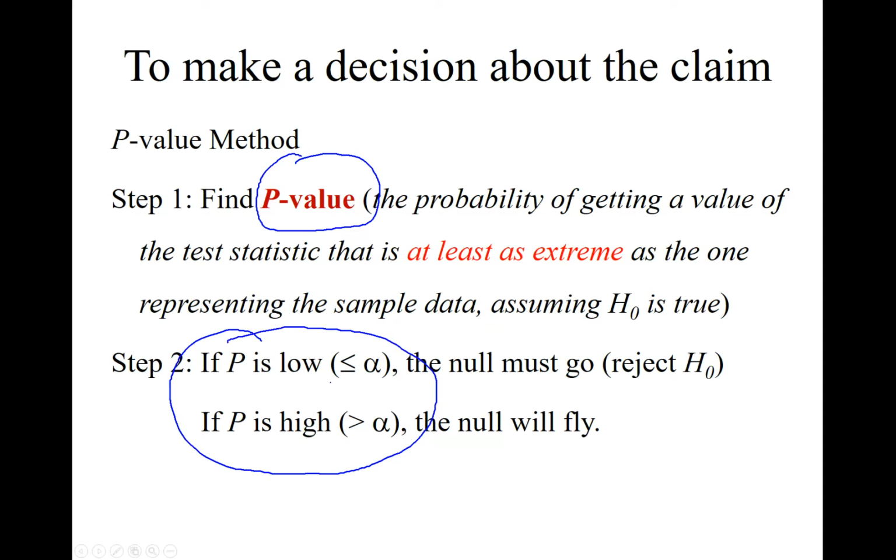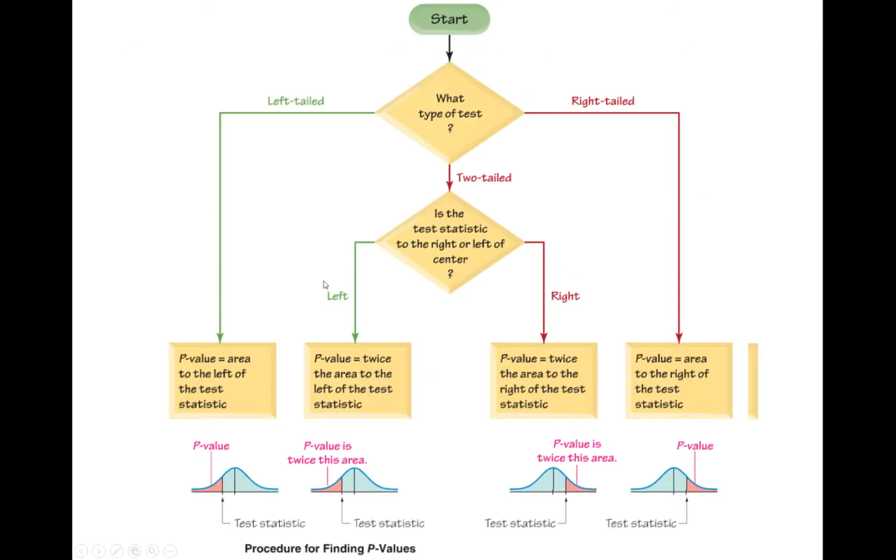If p is lower than the significance level alpha, and the book uses this phrase, it says the null must go. That means we want to reject H0. If p is higher than alpha, then the null will fly. That means we don't reject H0. I'm not concerned about finding the p-value because again, this will be found using statistical software. So just practice, experience a little in this section.